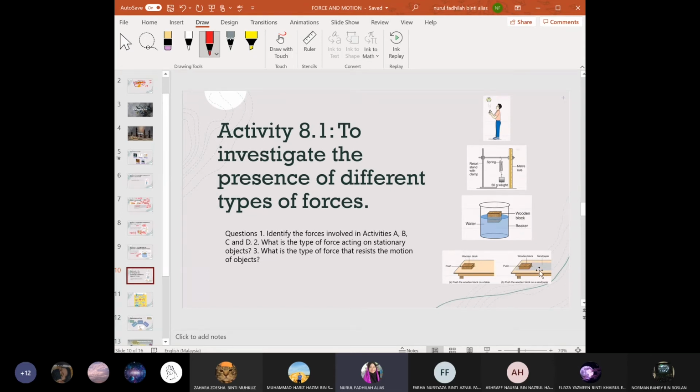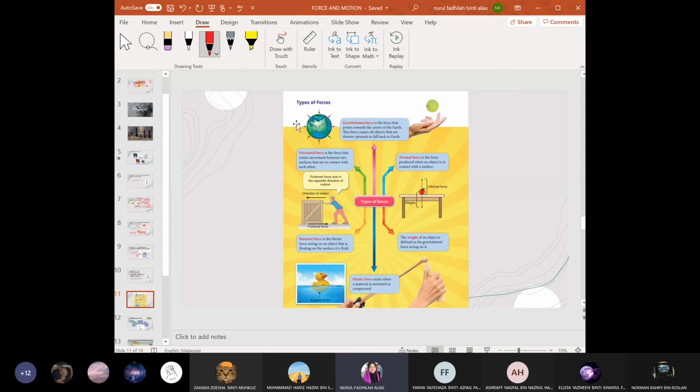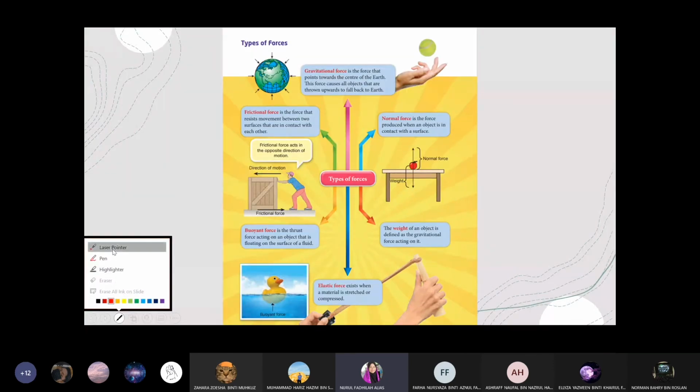So to explain these forces, now these are types of forces that we have. Ada banyak. We have gravitational force. You need to know the definition of each of these forces. Gravitational force is the force that points toward the center of the earth. So this force causes all objects that are thrown upwards to fall back to the earth. So this explains the first activity just now, which was about the ball. The ball will move downwards.